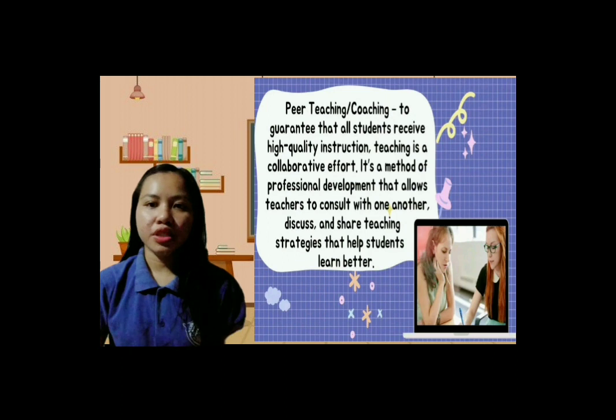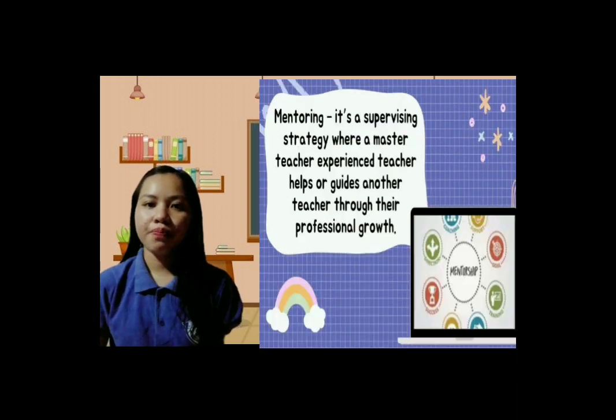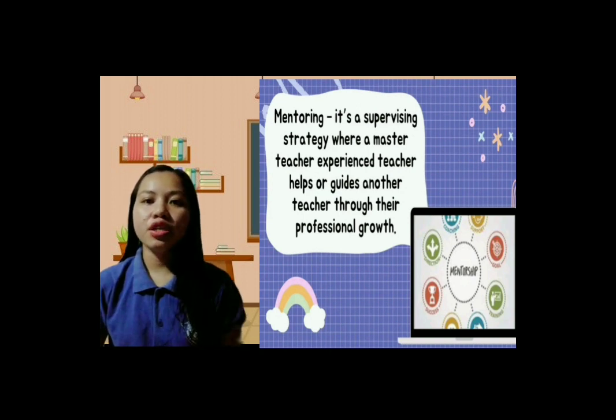Peer teaching or coaching. To guarantee that all students receive high-quality instruction, teaching is a collaborative effort. It's a method of professional development that allows teachers to consult with one another, discuss, and share teaching strategies that help students learn better. Next, mentoring. It's a supervising strategy where a master teacher, an experienced teacher, helps or guides another teacher through their professional growth.